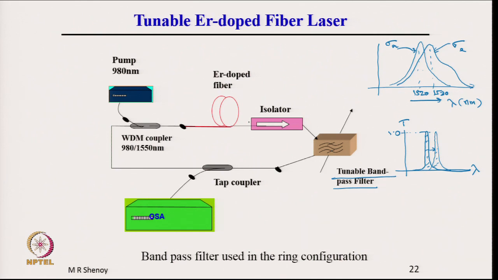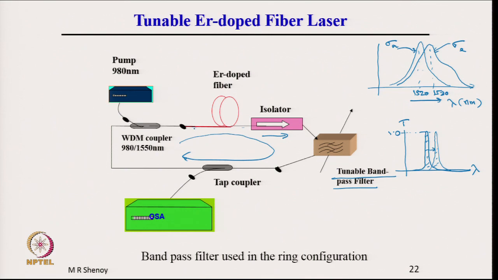Now, in a ring resonator cavity, what we have is the WDM coupler. There is a 980 pump which is coupled into the cavity. There is an erbium doped fiber here. This is an isolator. It is like an optical diode. It permits light to flow in one direction, but does not allow light to come back. So, this is a ring cavity. So, light is taking a path like this, it is going like this.